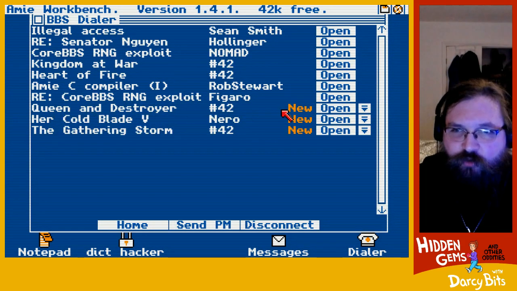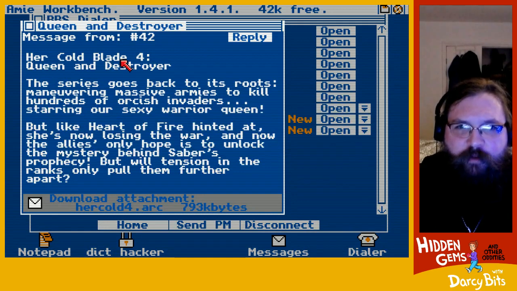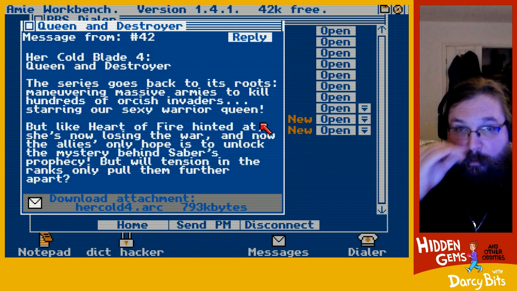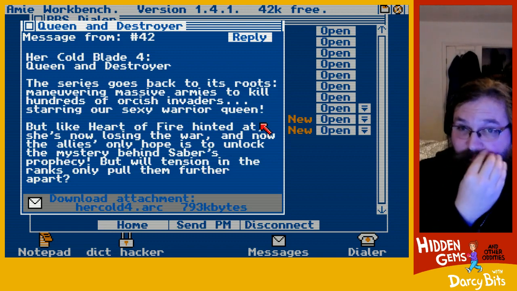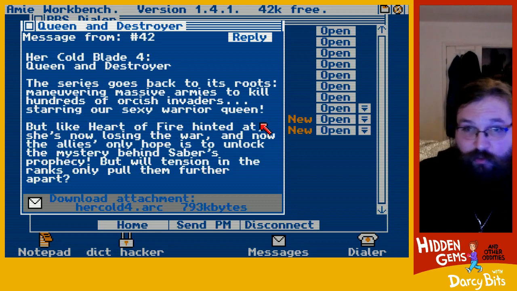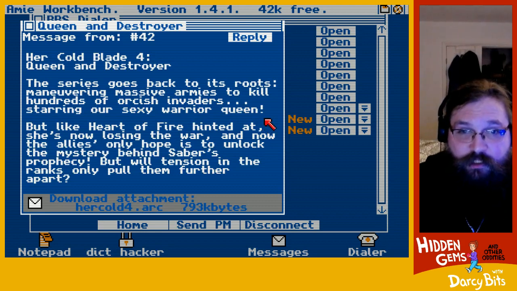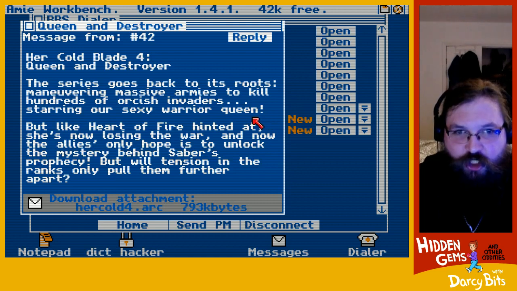Next, Queen and Destroyer. Per Coldblade 4, Queen and Destroyer, the series goes back to its roots, maneuvering massive armies to kill hundreds of orcish invaders, starring our sexy warrior queen. But like Hearts and Fire hinted at, she's now losing the war, and now the Allies' only hope is to unlock the mystery behind Saber's prophecy. But will tensions in the ranks only pull them further apart?